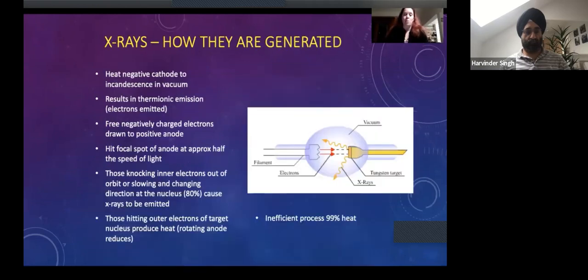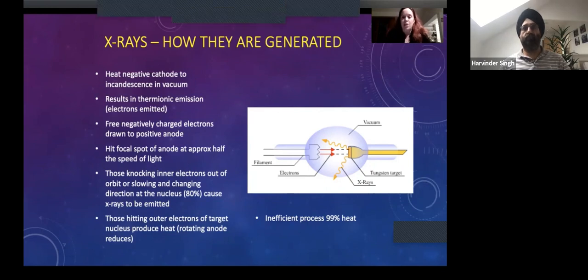X-rays are produced by heating a negative cathode made of tungsten to incandescence in a vacuum, and this occurs at 2,200 degrees Celsius. This heating results in thermionic emission and electrons are emitted from the cathode. These are drawn towards a positive anode, also made of tungsten. The electrons hit the focal spot of the anode at approximately half the speed of light, and what's produced depends on where they hit the focal spot.